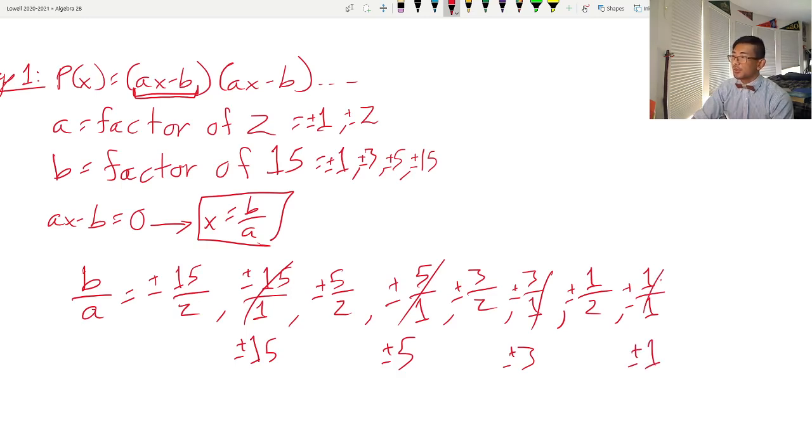Okay, so we have 1, 2, 3, 4, 5, 6, 7, 8 options. Actually 16 options, because times 2. Now you might notice, how do I know it's not plus or minus when it's positive, negative on top and positive, negative on the bottom? Well, if I do negative 15 over negative 2, that's going to be positive. Or positive 15 over negative 2 would be negative. So again, there are only two options.